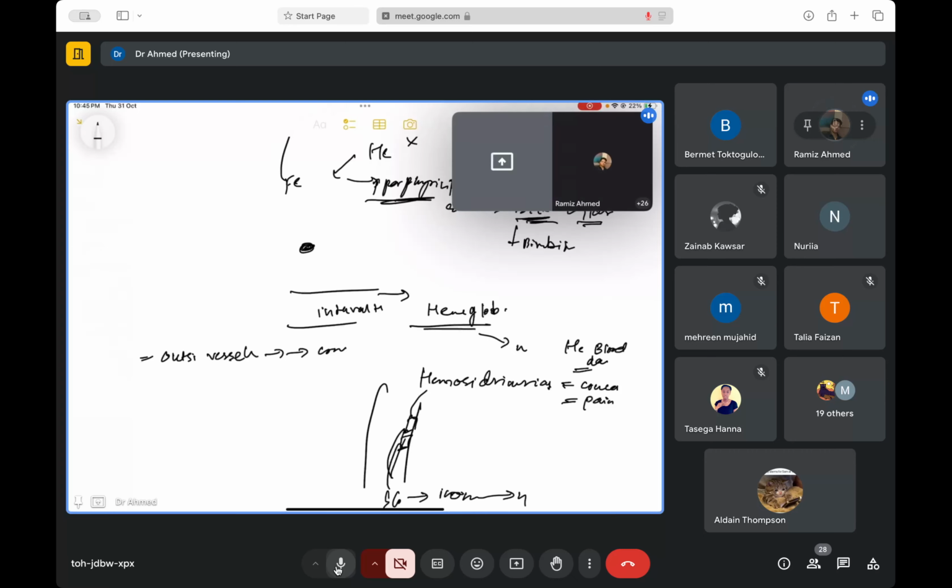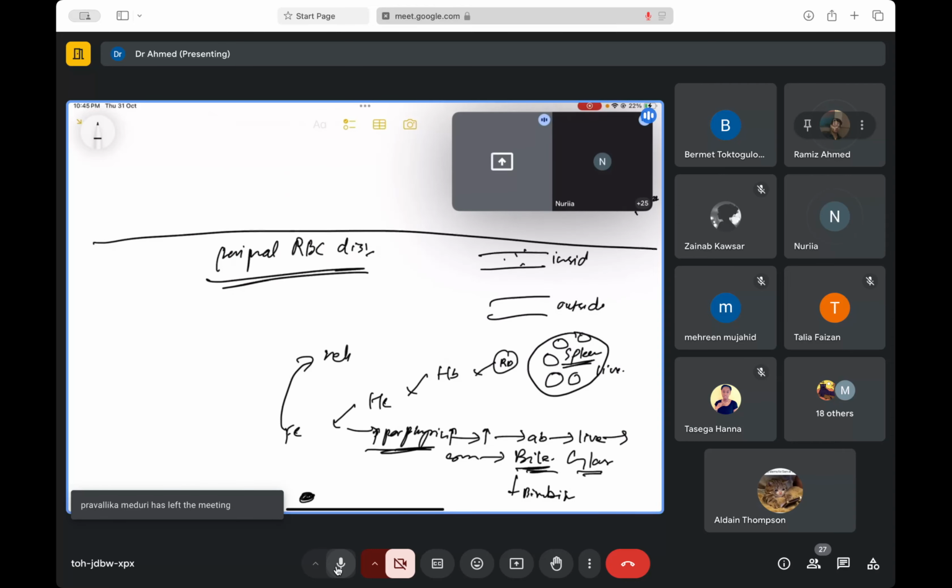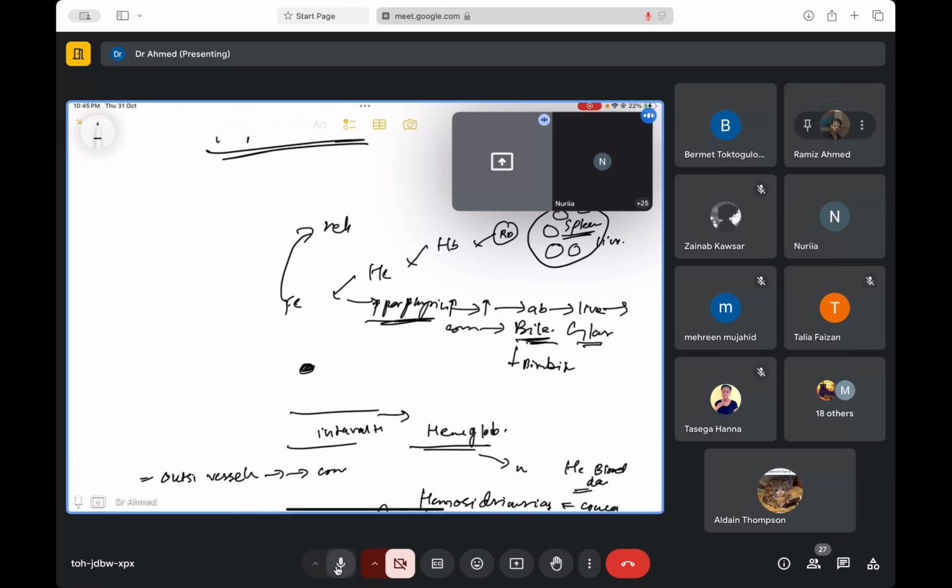Now, extravascular hemolysis happens in the spleen. Yes, it occurs in the spleen, mostly. It can occur in the liver as well.